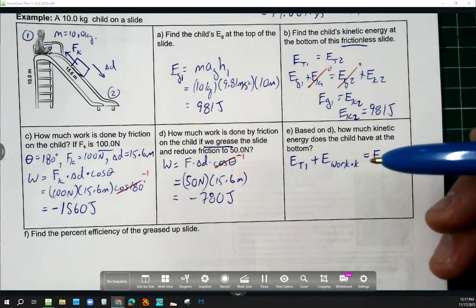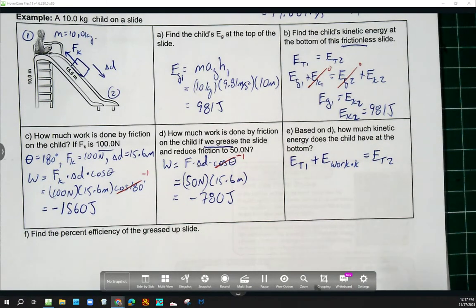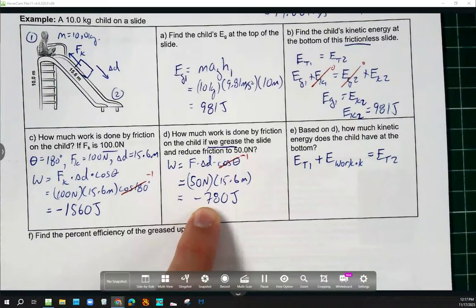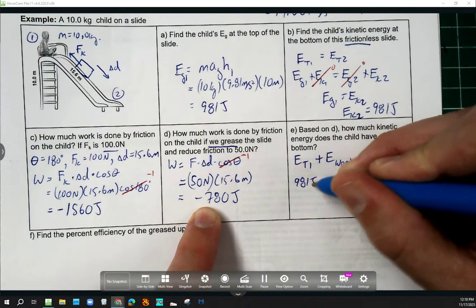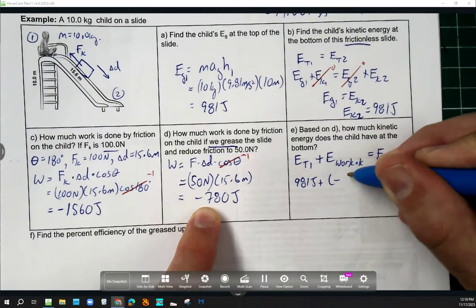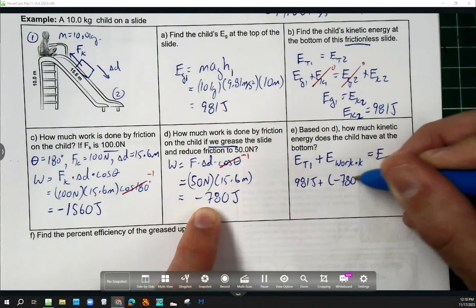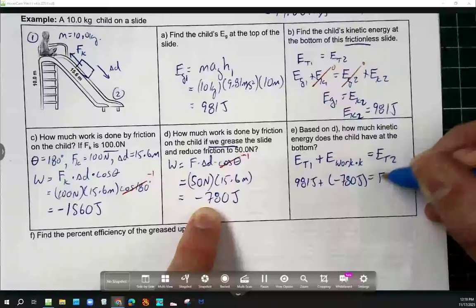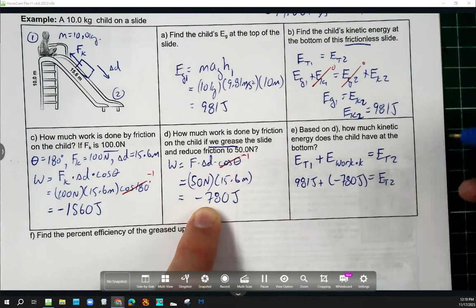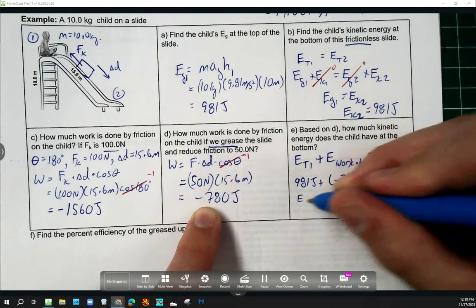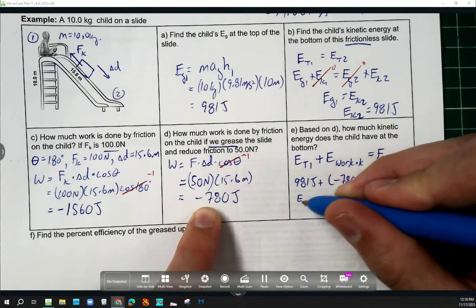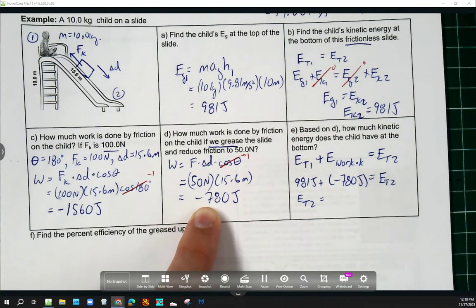We could talk about it that way. And we've already calculated the work done by kinetic friction. So 981 joules plus the negative 780 joules equals E total at position 2. E total at position 2, we can probably do this math in our heads. What's 981 minus 780? 201. 201 joules.